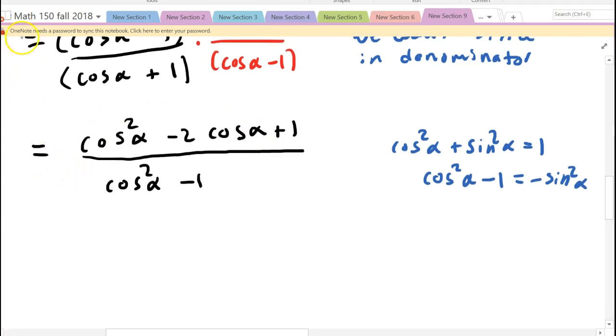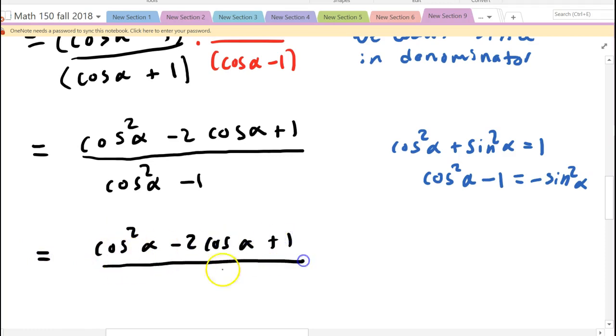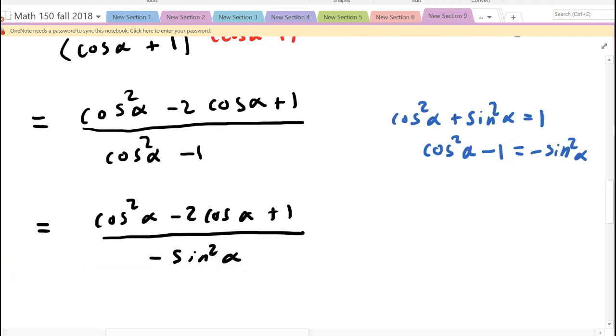So now substitute, and then we're done. So in the numerator we have cosine squared alpha minus 2 cosine alpha plus 1, and then replacing the denominator with negative sine squared alpha. That's it. That's the right-hand side.